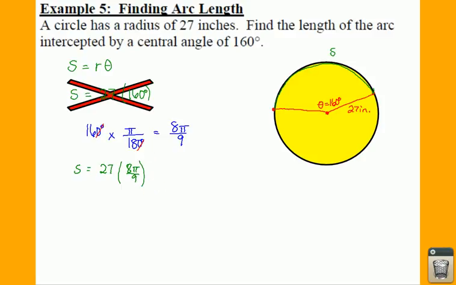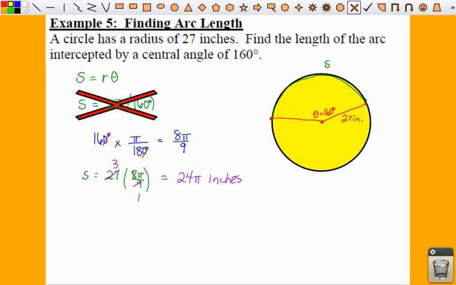And then you just cancel out your 27 and your 9. That becomes a 1. This becomes a 3. You get 3 times 8 pi, which is just 24 pi inches. And that, my friends, is how you find your arc length. Cakewalk.